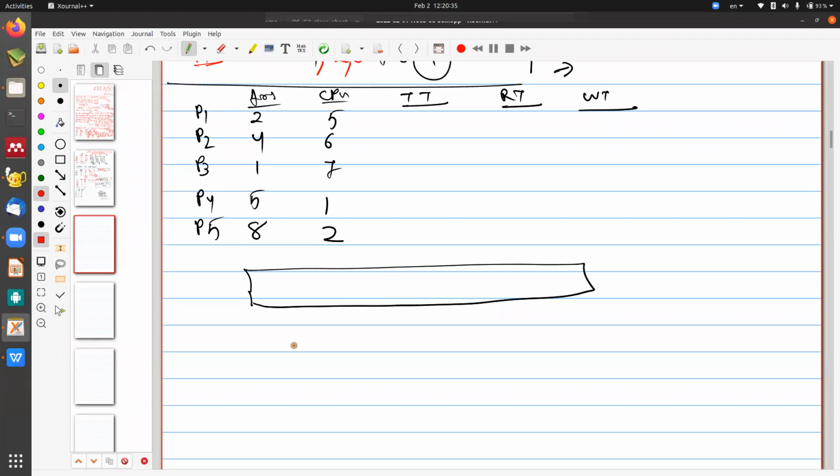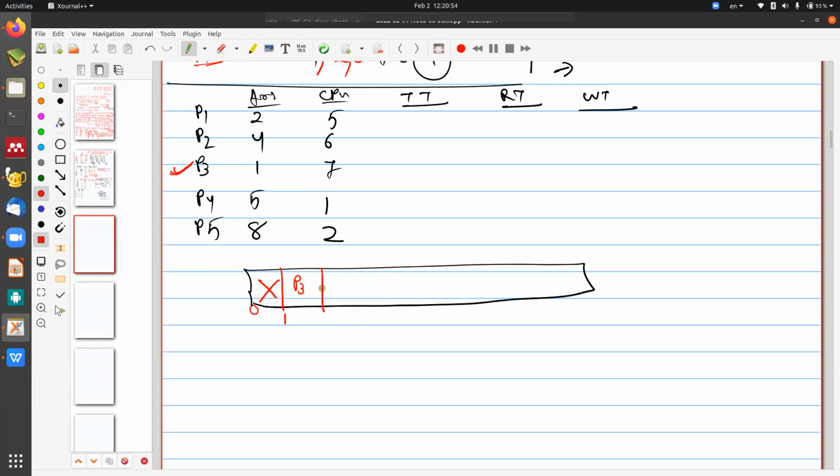Okay, I'll explain how it is. So who has come? This has come at 1 unit. Means from 0 to 1, we are not doing anything. At 1 o'clock he has arrived, so I put a tick mark. So who is now going to be executed? P3.